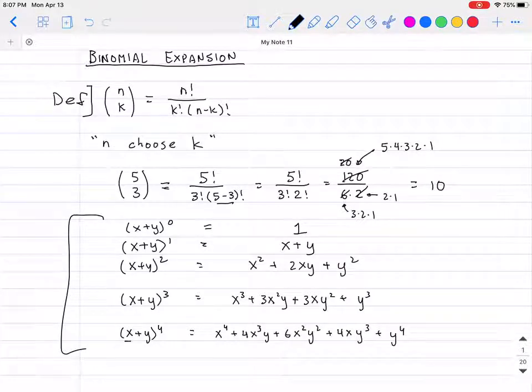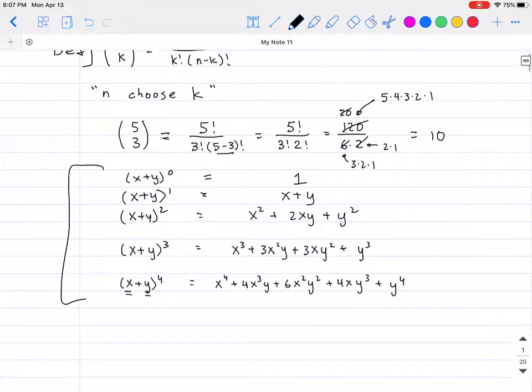And by binomial, I mean that on the inside, you can see that there are two parts that make up a binomial. And if I raise that binomial to some power, I would like to know what it is equal to without having to do all that extra work.